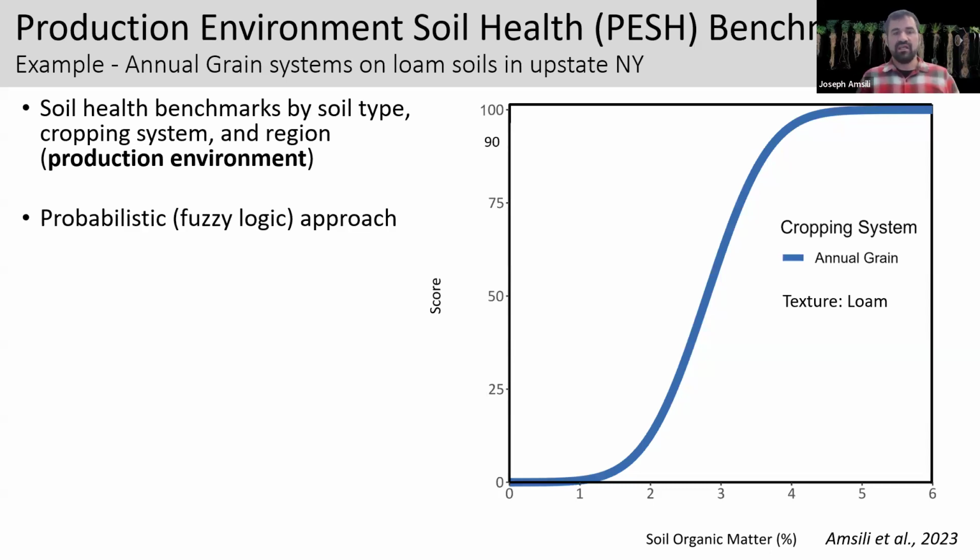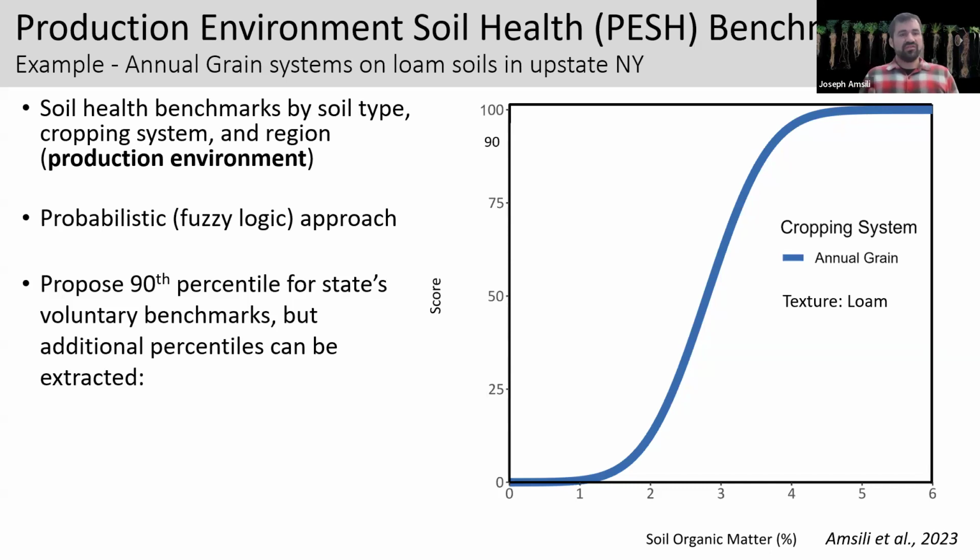And this approach, like the SHAPE approach, is based on a probabilistic approach. In the statistical sciences, we sometimes call this a fuzzy logic approach. And this is the same way that folks in the medical field interpret blood pressure, for example, by age or height. So we've proposed the 90th percentile for these state voluntary benchmarks, but additional percentiles can be extracted. So this is a whole distribution, and a lot of information can be used.